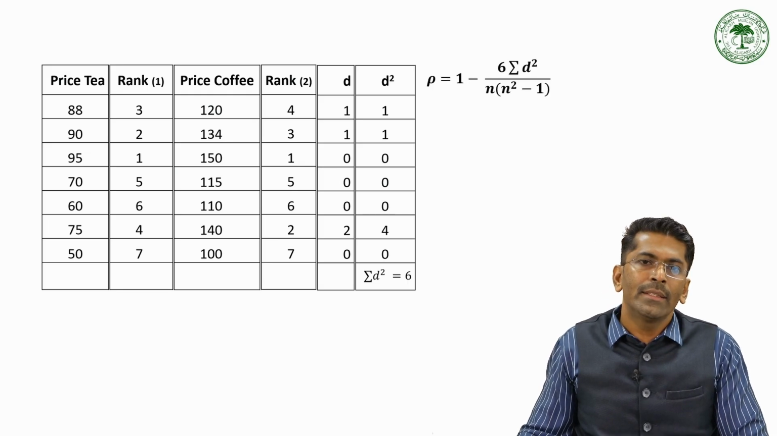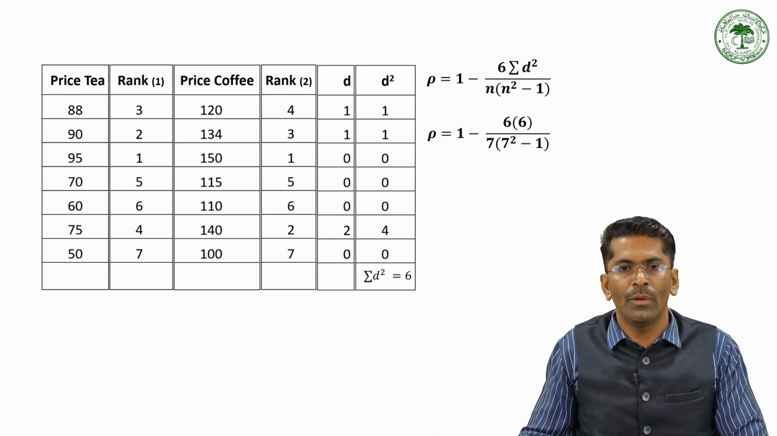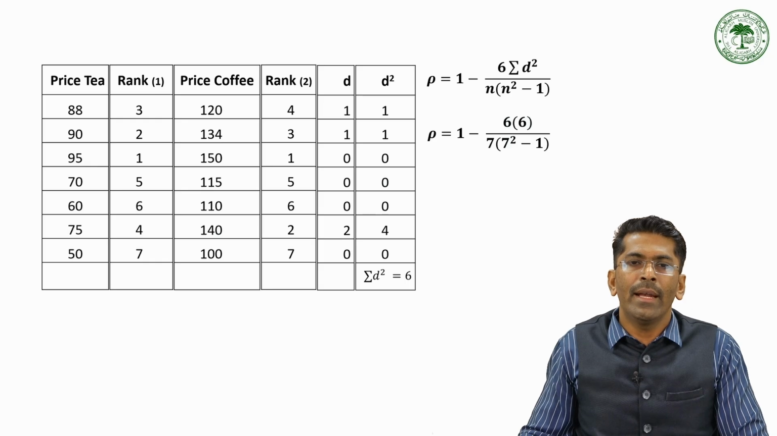Since the sum of D square is already given, what is n here? 2, 4, 6, 7. 7 is the n. So we can directly substitute these values in the given formula. So 1 minus 6 into the sum of d square, which is equal to 6, divided by n into n square minus 1, which is 7 into 7 square minus 1.